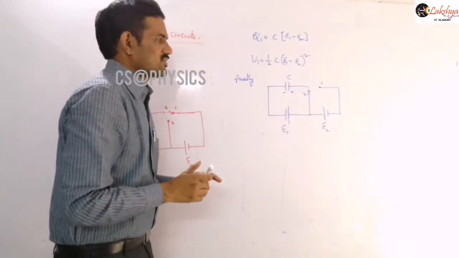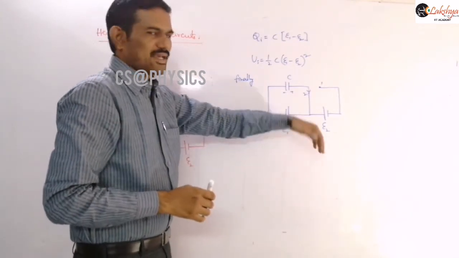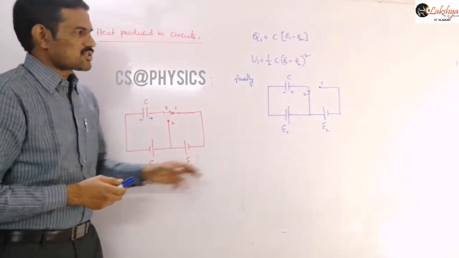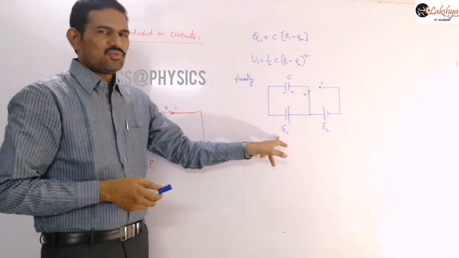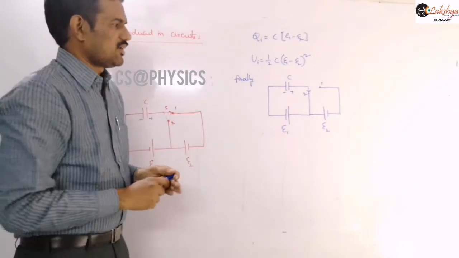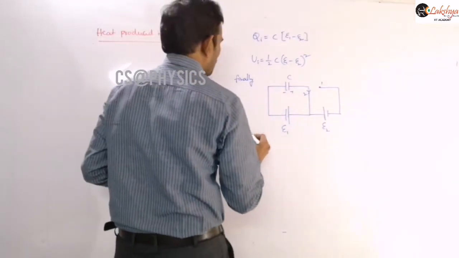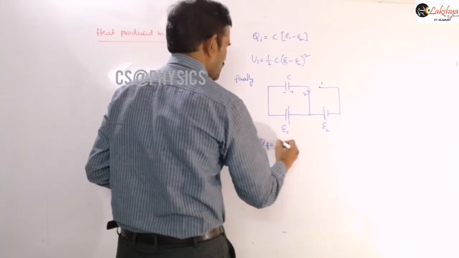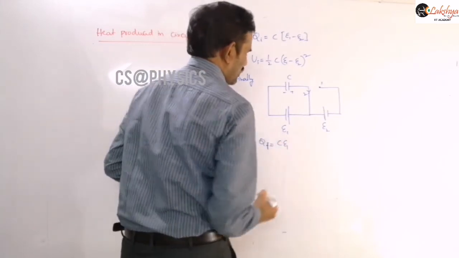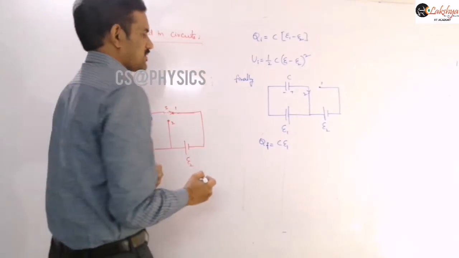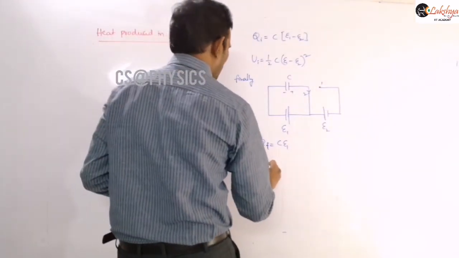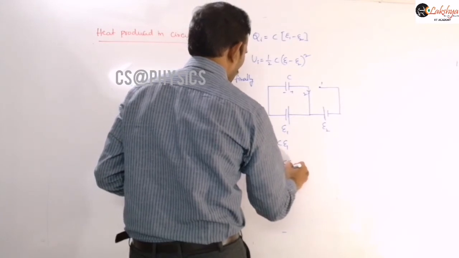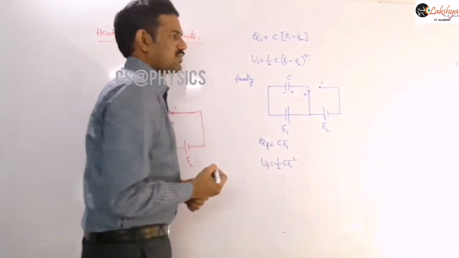When you are shifting the switch from 1 to 2, this cell is excluded, that cell is excluded from the circuit. So now only the cell of EMF E1 is connected across this capacitor. Therefore I can write this final charge: Q final is equal to C into E1. That is the final charge stored on the capacitor. And next you can write the final energy. The final energy is nothing but half C into E1 square. So this is the final energy stored in the capacitor.